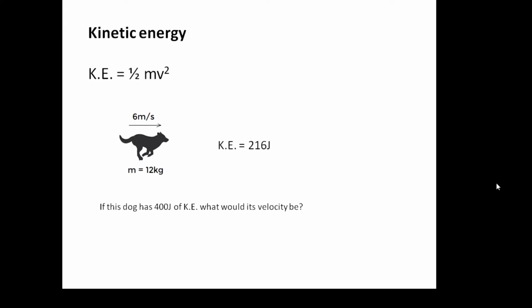If this dog has 400 joules of kinetic energy, what would its velocity be? So rearranging the equation, v is root 2KE over m, which is 8.2 meters per second. Make sure you can do this. This little equation pops up all over the place in A-level physics. Getting the velocity if you know the kinetic energy.